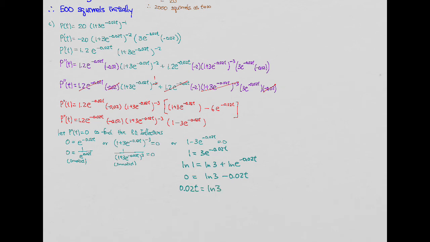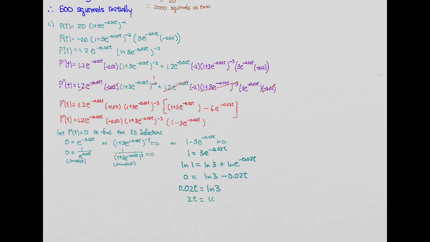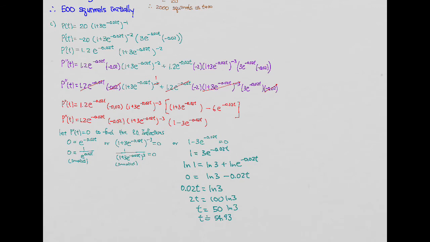And let's get rid of the decimals. So we're going to times by 100. And divided by 2, you get t equals 50 ln 3, which is approximately 54.93. Since we're finding the point of inflection, that means we also need to know the p-value. So substitute t equals 50 ln 3 back into the original equation. You will see p is 10. Therefore, the point of inflection is at (50 ln 3, 10).